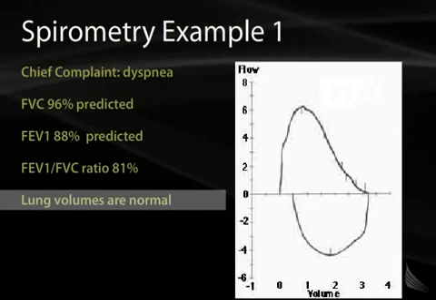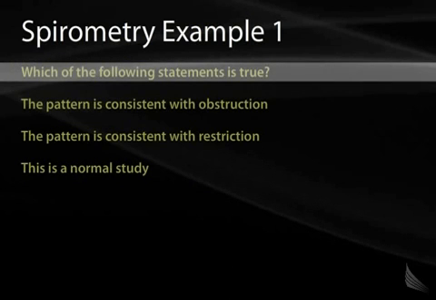So what's wrong with this patient? Which of the following statements are true? Is the pattern consistent with obstruction? We don't see a typical obstructive, scalloped, toilet bowl shape to the flow volume curve. We don't see a low FEV1 to FVC ratio, so no, this pattern is not consistent with obstruction.